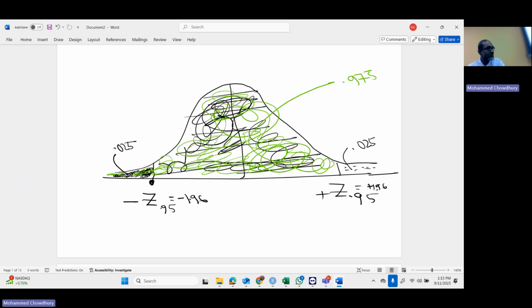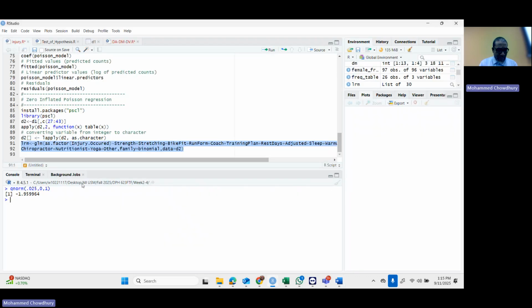Are you understanding? So now in order to find that, I have to go there and I have to come here, 0.975. Are you seeing exactly the same number, but the sign is different, right?